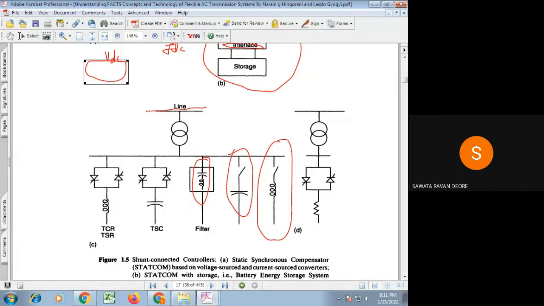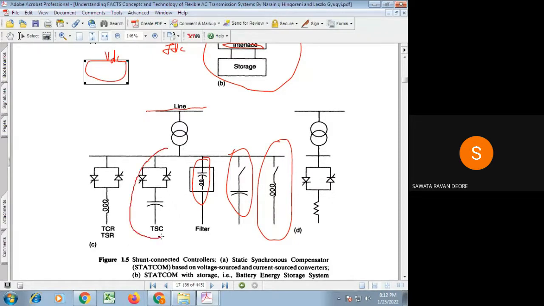But fortunately, this filter itself can be source or sink of the reactive power according to their value of capacitor and inductor. Because for fundamental frequency, that capacitor and inductor will offer some capacitive reactance and inductive reactance. And according to that, they can inject the reactive power into the transmission line or absorb the reactive power from the transmission line. Means their inductor will absorb and their capacitor will generate. And the mismatch of that is effectively injecting the reactive power or absorbing the reactive power from the transmission line.